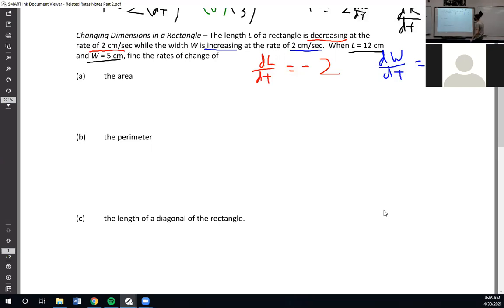Try each of these. For each of them, keep in mind that they each use a slightly different formula. For part A, we're going to be using the area formula and taking our derivative of that, having a dA/dt equation. For perimeter, we're going to write out what the perimeter is in terms of L and W, and then do a dP/dt equation. And then for the diagonal, if I have the length and width of a rectangle, draw the diagonal down and see what formula you could use to find that diagonal.